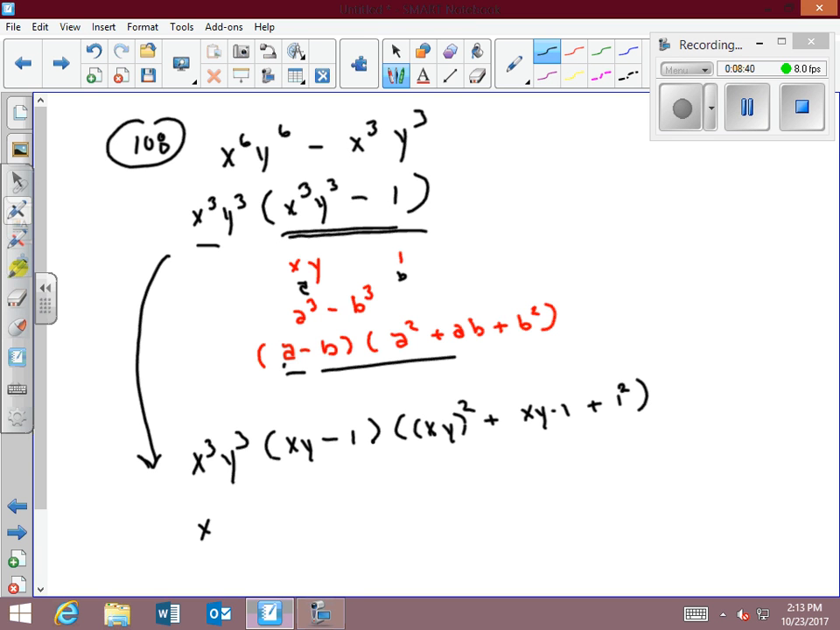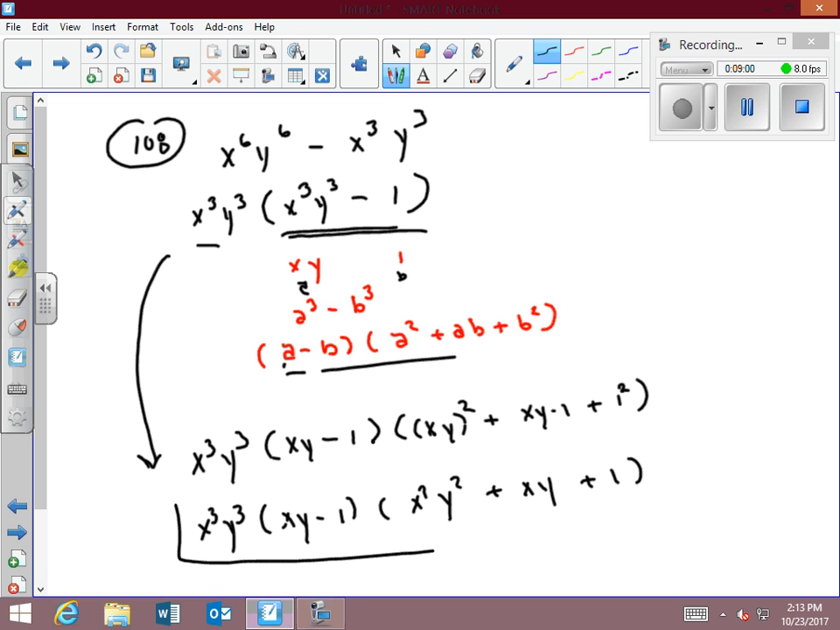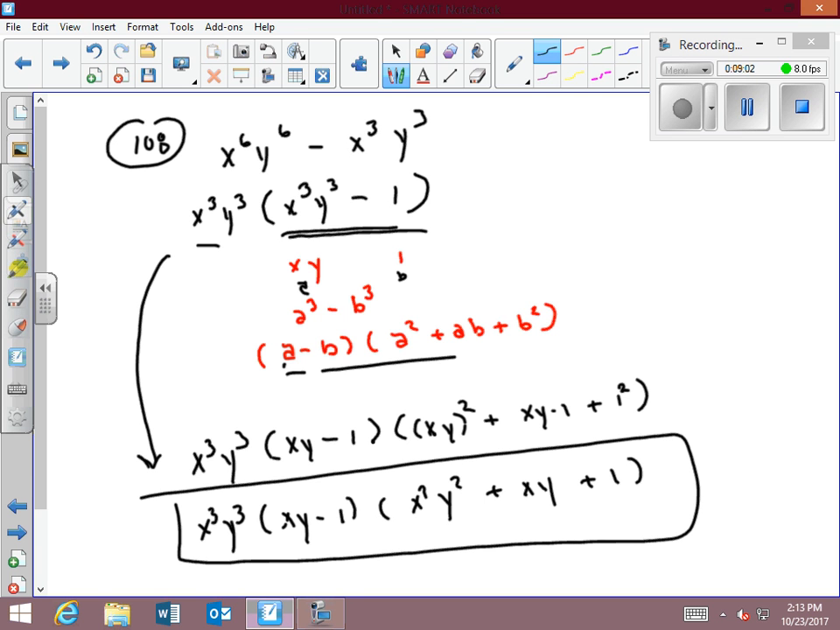Now, to clean it up, this would be x cubed y cubed, xy minus 1, and then it would be like Skylar said, this would be x squared y squared, then you wouldn't put the 1 in there, you just put xy, and then you just put 1. And this is what an answer book will probably show.